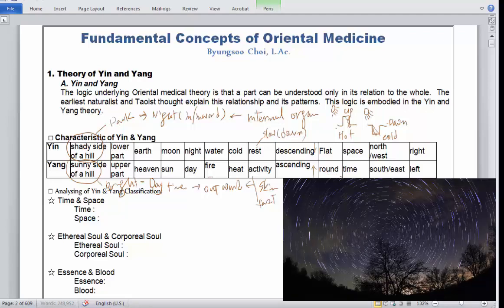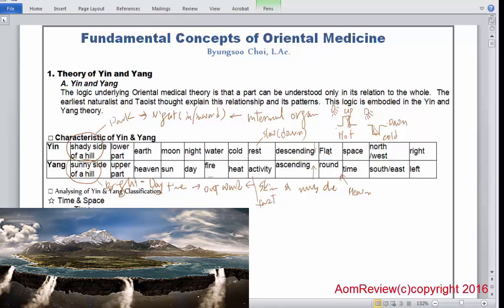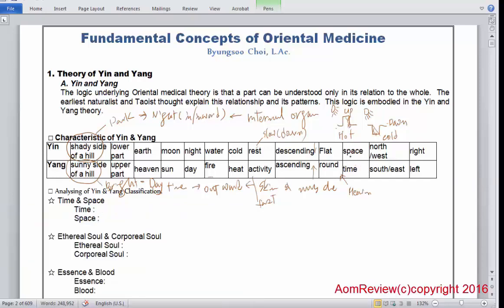Round is heaven. If someday you go out at nighttime and stare at the stars, you may realize the heaven suddenly changes to a round shape. So flat is like earth. We can apply this basic character to certain things, for example, space and time. Space is Yin, time is Yang, because space is stable, while time has the character of moving. Moving is like fire or heat, so time is a Yang type of concept, and space is the Yin type.